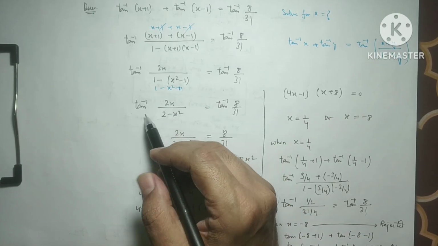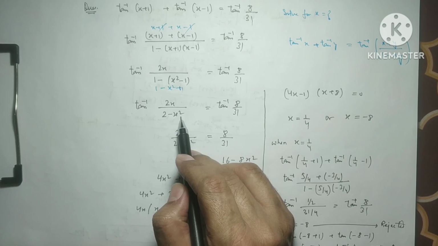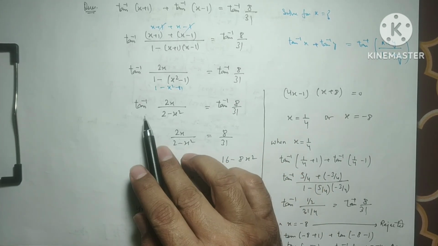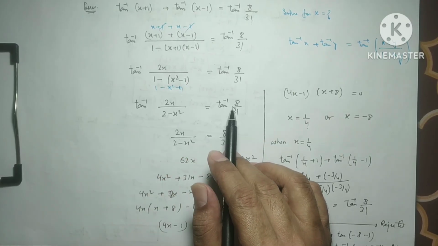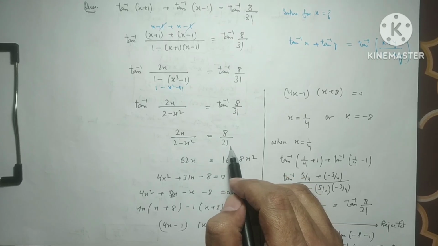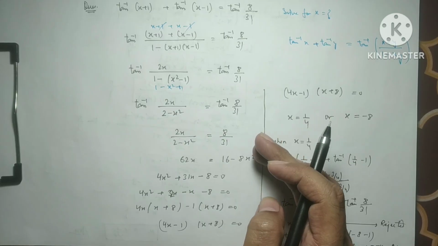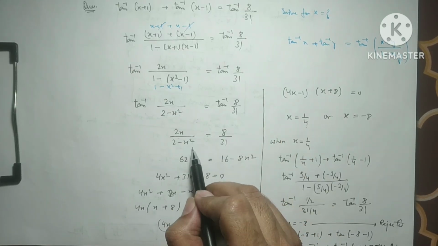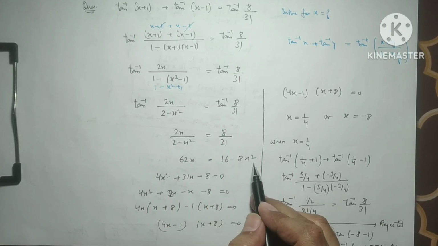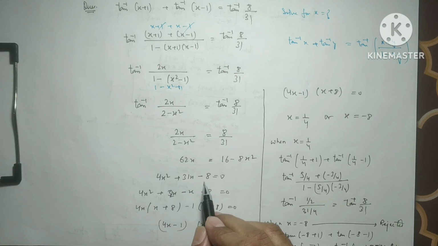So now the next step, that becomes tan inverse 2x over, 1 plus 1 is 2 minus x square, equals tan inverse 8 by 31. Right now both sides have tan inverse, so it will be neutralized. So it is 2x over 2 minus x square equals 8 over 31. Right now we convert this expression into a quadratic equation. So we will cross multiply this, we get 62x equals 16 minus 8x square, and on taking to the left hand side we get 4x square plus 31x minus 8.